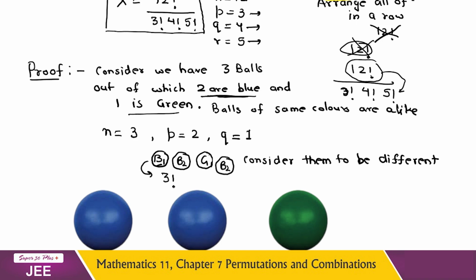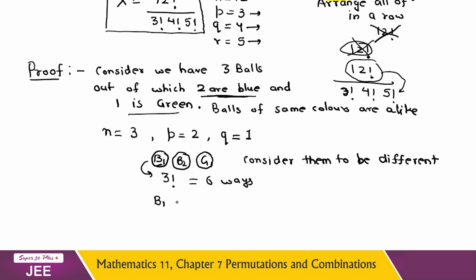Now, if I ask you in how many ways we can arrange these 3 balls, the answer would be simply 3 factorial, because we have 3 objects. Taking all at a time can be arranged in how many ways? 3 factorial ways. That is 6 ways. Now let us try to write each of these 6 cases. The first one is B1, B2, G. The second one is B2, B1, G.